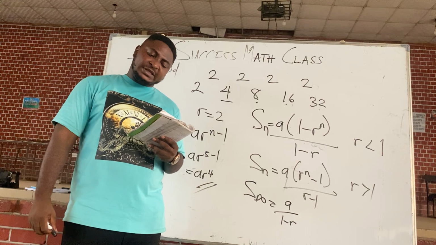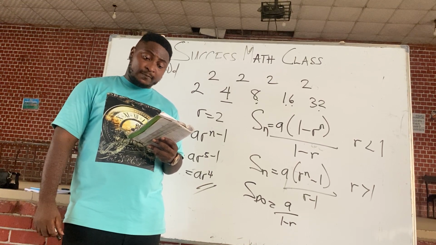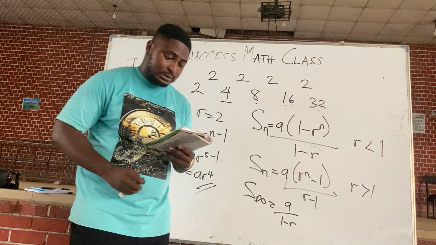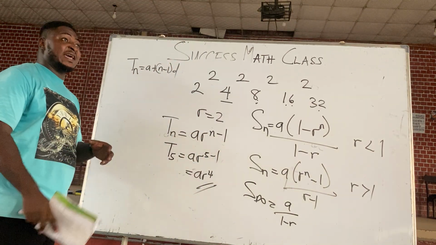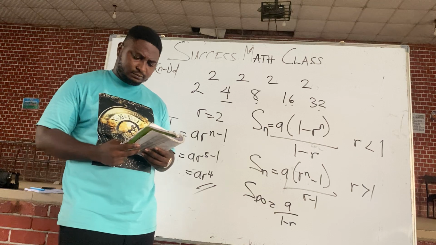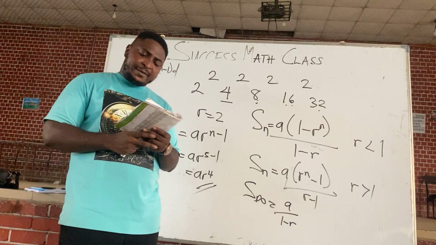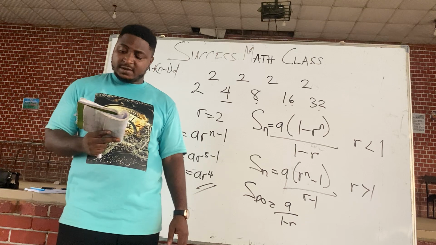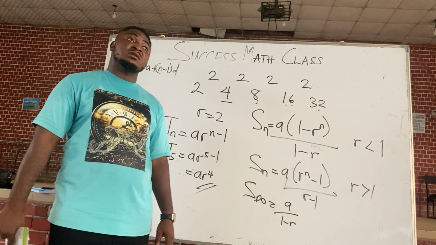The fifth term of a GP is 8, and the third term is 4. Find the sum of the first 10 terms. The fifth term of a GP is 8, right? This is GP now. And the third term is 4. Find the sum of the first 10 terms.